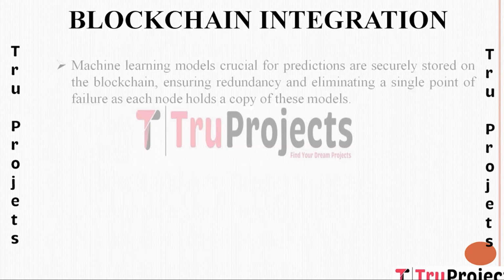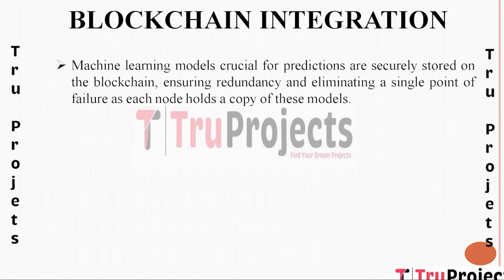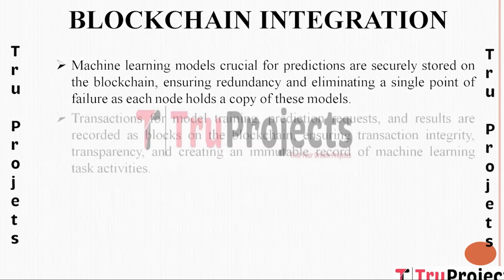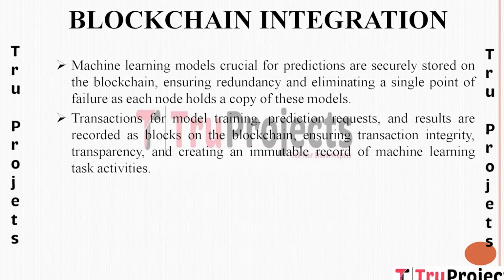Blockchain integration. Machine learning models are stored on the blockchain, providing redundancy and eliminating single points of failure. Each node in the network maintains a copy, ensuring resilience and continuous access to those critical models. All machine learning activities, including training, prediction requests, and results, are recorded as immutable blocks on the blockchain. This ledger ensures transaction integrity, transparency, and creates a verifiable history of machine learning tasks.